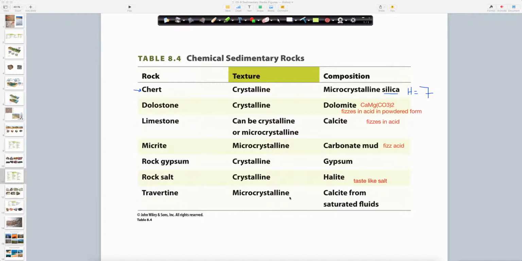Travertine is a type of limestone, so it does fizz in acid, but it has this pattern to it. Travertine is a very common tile for flooring now. Basically, when you get water that has a whole bunch of calcium carbonate mixing together, it will precipitate out travertine.